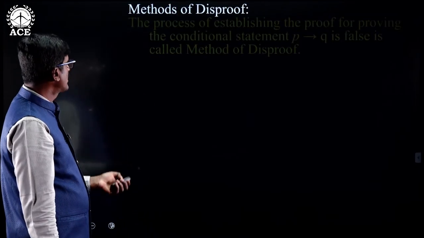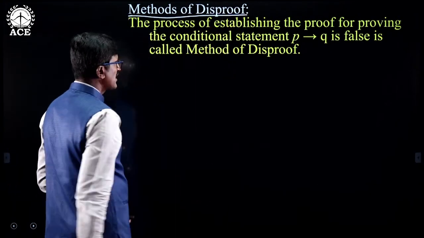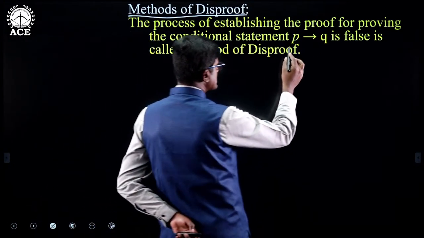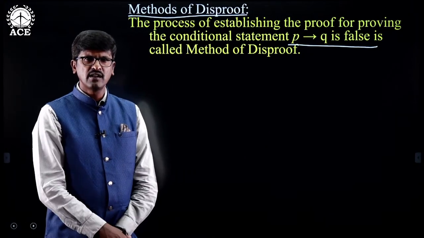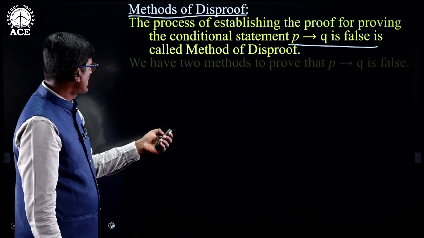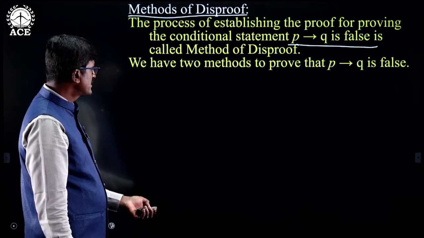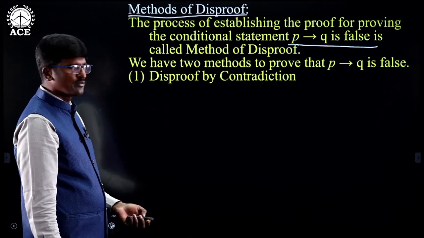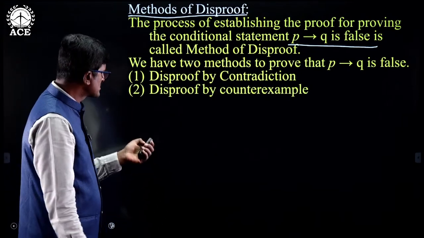Now these three are the methods which we have for proving the given conditional statement is true. Now I'll see the methods for proving the conditional statement is false. Proving the conditional statement is false is called methods of disproof. To prove the given conditional statement is false, we have two methods. The first one is disproof by contradiction, and the second one is disproof by counterexamples. Now we'll see these two one by one.